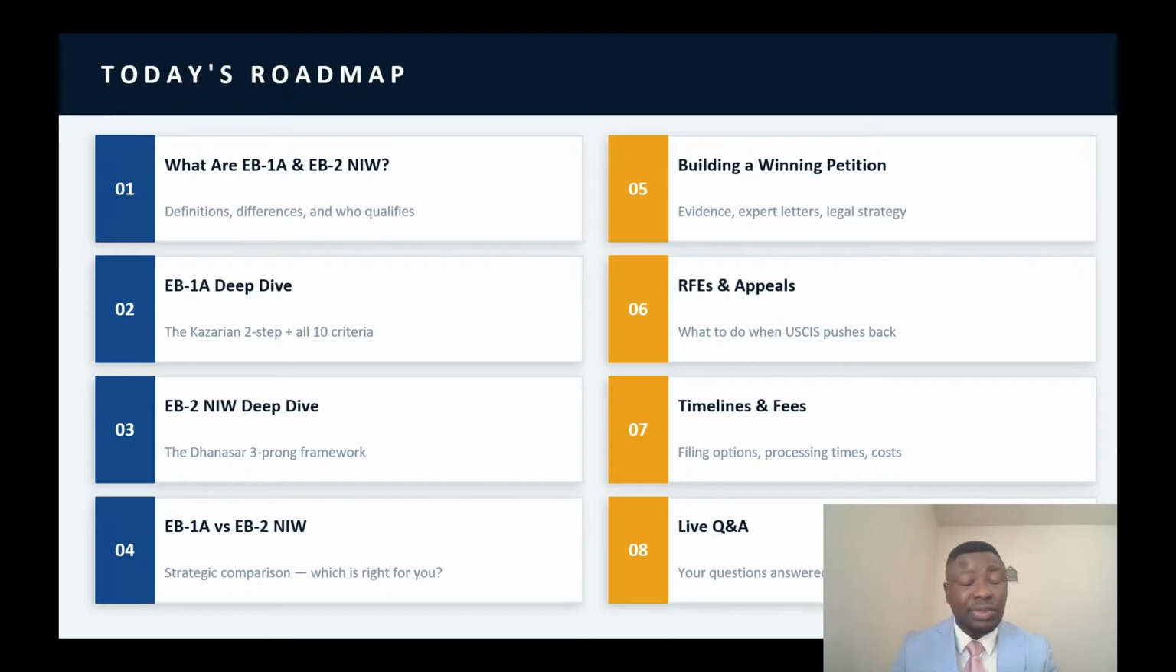We also look at the RFE response strategies in case USCIS pushes back. If USCIS denies your petition, how to push back, how to appeal, and how much it will cost you. That is how much the US government is going to charge you to file for EB1 or EB2. And then you have an opportunity to ask your questions.